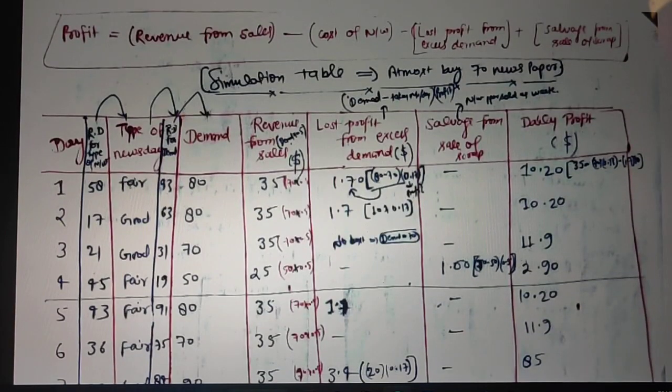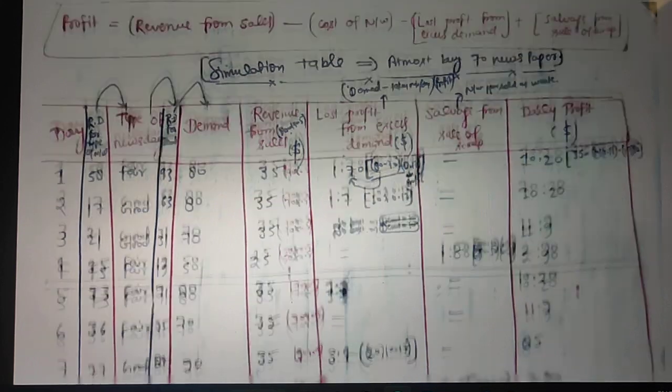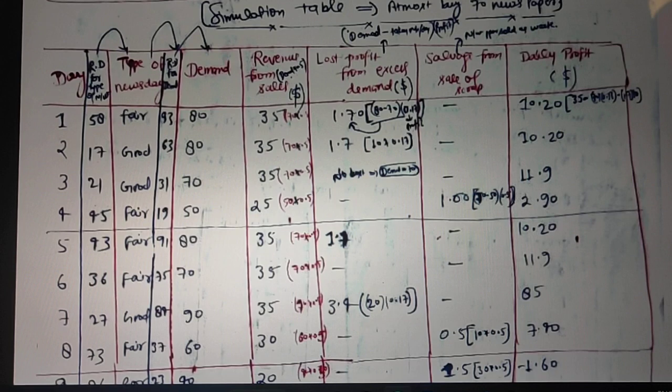Here we have to simulate our question. First, keep in mind that the profit formula is: revenue from sales, minus the cost of newspapers, minus the lost profit from excess demand, plus the sales from scrap of newspapers. Now our simulation table is this, keeping in mind that we can sell 70 newspapers per day.